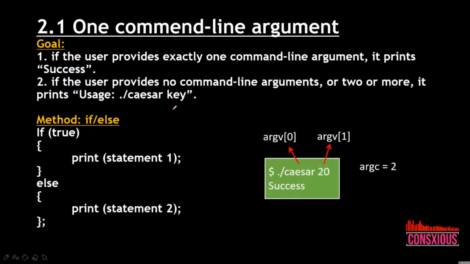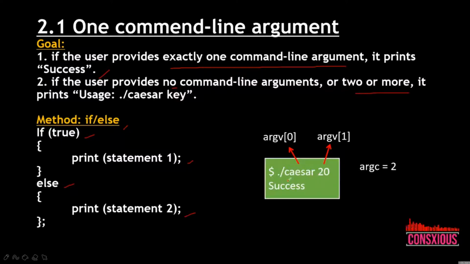As for 2.1, the one command line argument, in these steps we have to check whether the user provides exactly one command line argument. If it is true, we have to print success. Else, if the user does not provide any command line arguments or provides 2 or more, we do not accept these conditions. So we have to print statement 2, which is the usage: ./key, scissors key. So we can use a method called if else. If the condition is true, we print statement 1. Else, we'll print statement 2.